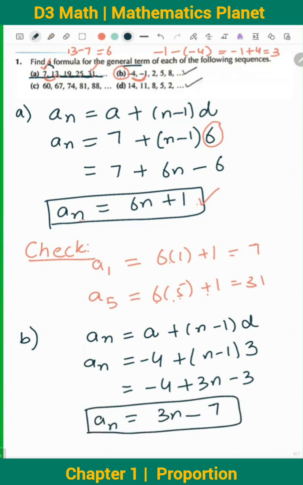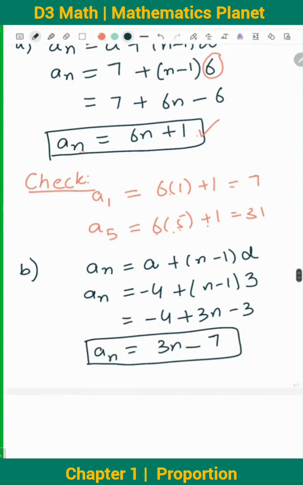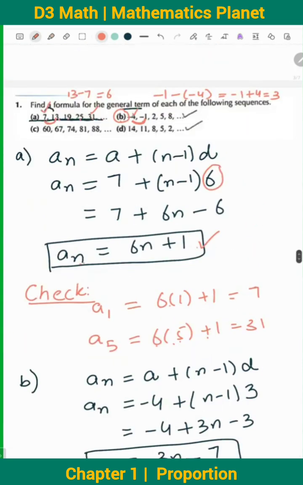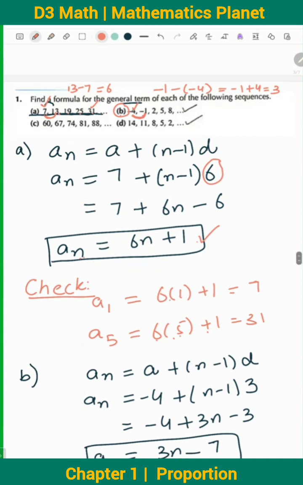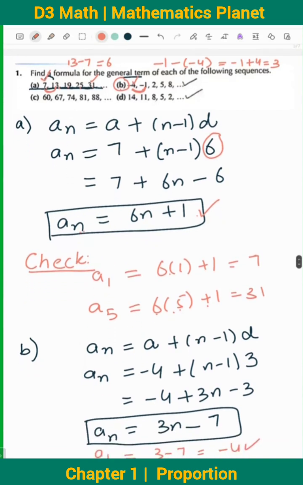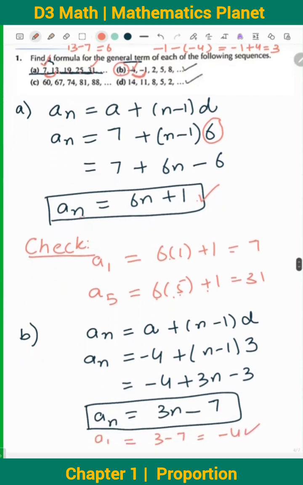Okay, we can even check it for our satisfaction. For example, n is 1. So a1 would be equal to 3 minus 7, which is equal to minus 4. So we check the first term, which is coming correct. Got it? Clear to anyone? Okay, I'm giving you 1 minute to do part C yourself.